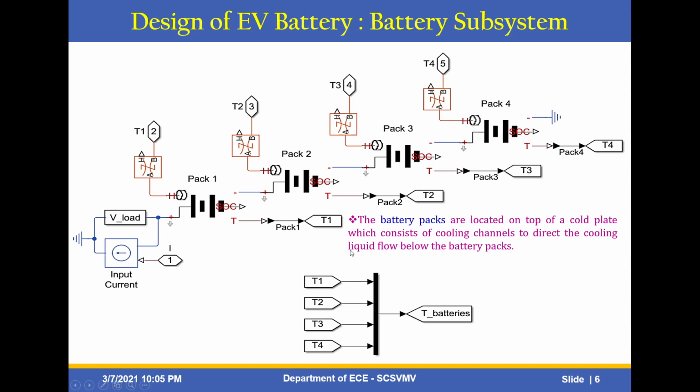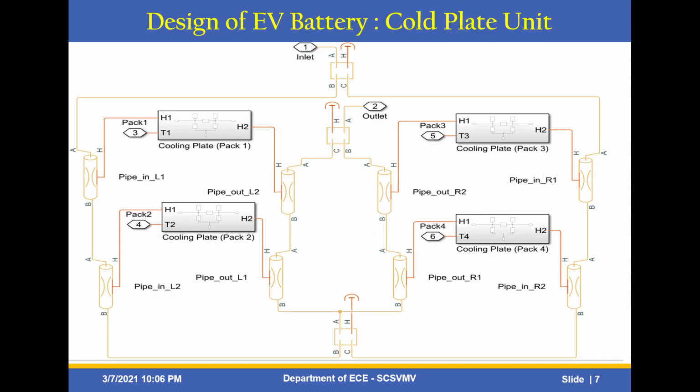Here you can see T1, T2, T3, where temperature can also be measured with these battery temperatures. Another subsystem is the cold plate unit. The cold plate unit is a pack of four cooling plate units. The liquid flows through the inlet and outlet, and this is our outlet for each and every pack. There is pack 1, pack 2, pack 3, pack 4.